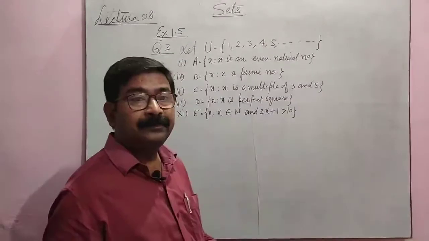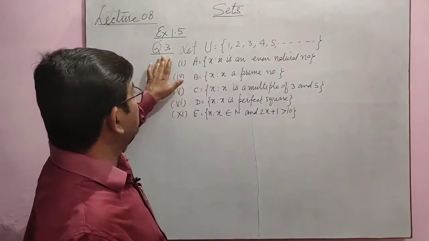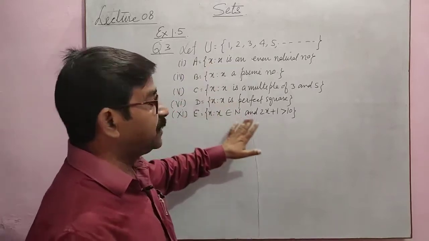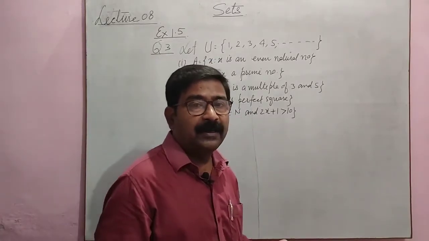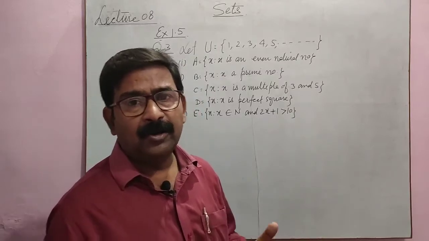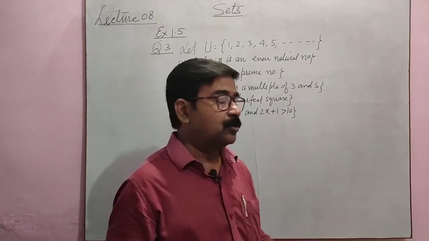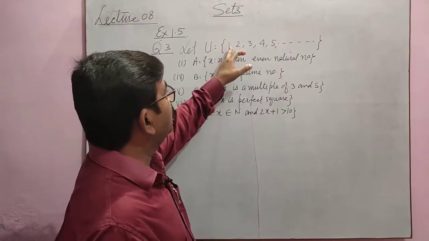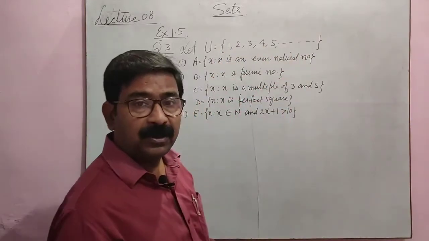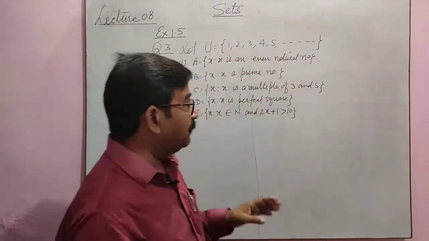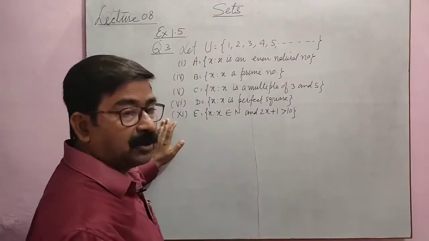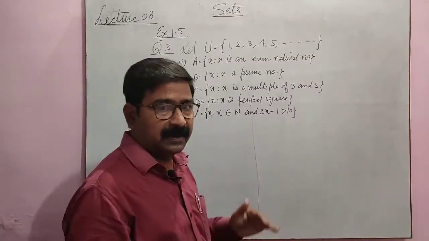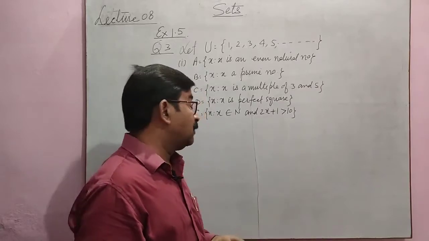Got it? Now students, we are coming to question number 3. It is an interesting question because sets are given in set builder form. So you can write the answer in set builder form, or you can write the answer in roster form also. The universal set is given as all natural numbers. I have taken some of the parts, total 11 parts are there, and the remaining parts are easy, you can write yourself.